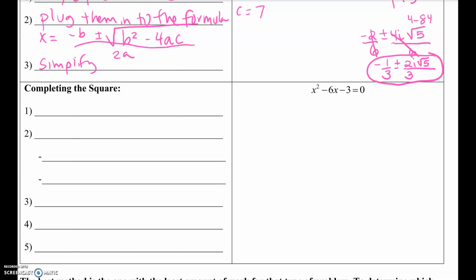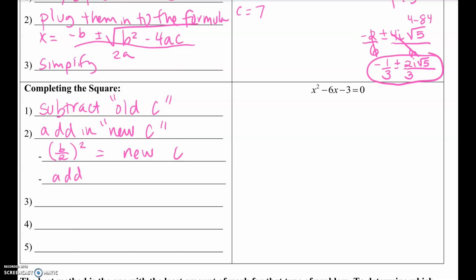So to complete the square, we're going to first subtract the old c. Then we're going to add in the new c. And remember, to get that, we have this formula. So we take the b value, we divide it by 2, and then we square it. And this is equal to the new c. We add this new c to both sides.